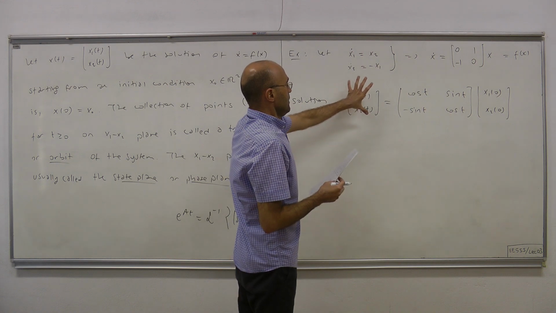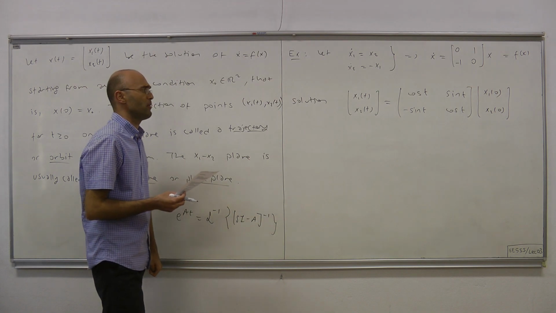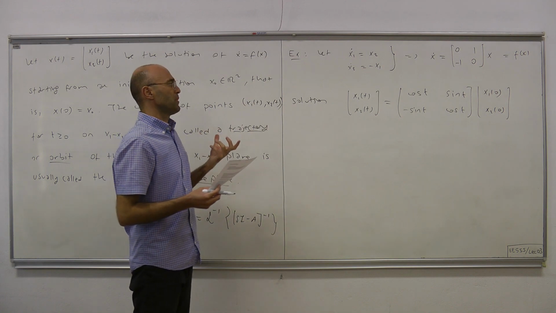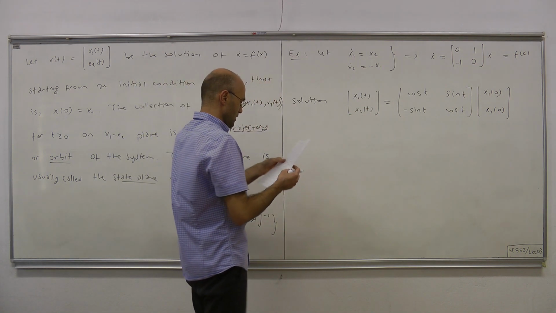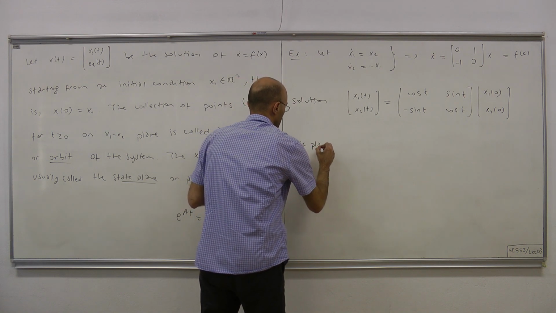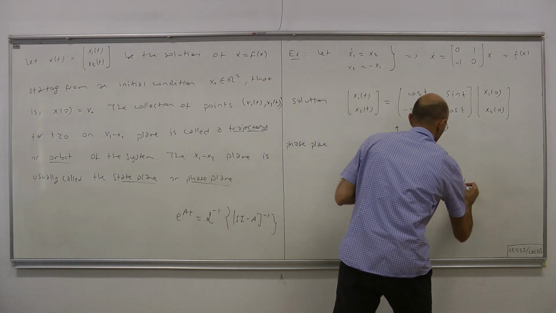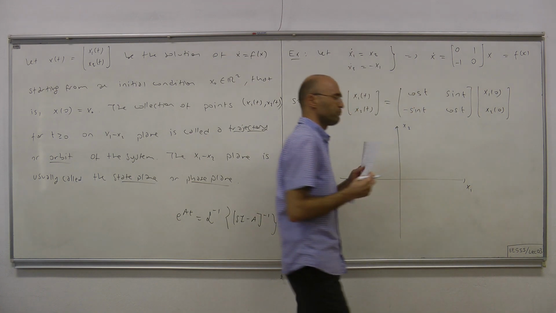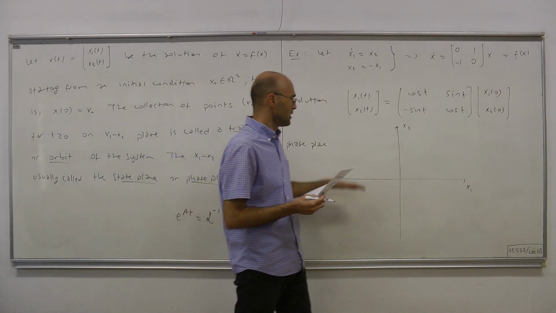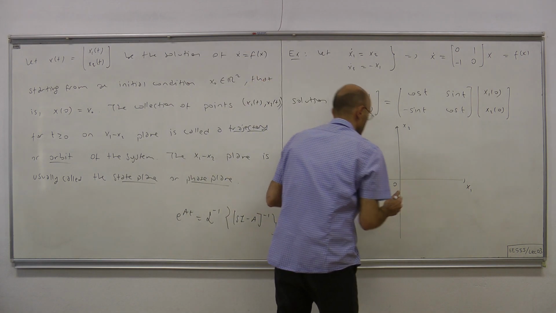Okay. Now, we have this explicit mathematical description of the solution. Now let's put it in a picture, because we can in this very simple case. So what's the phase plane? The phase plane is this plane x1, x2. x1, by convention, is usually denoted by the horizontal axis, and x2 is the vertical axis, and this is the origin.